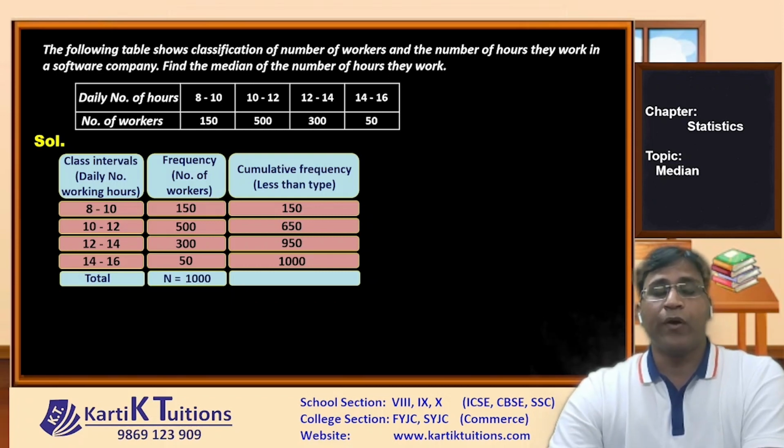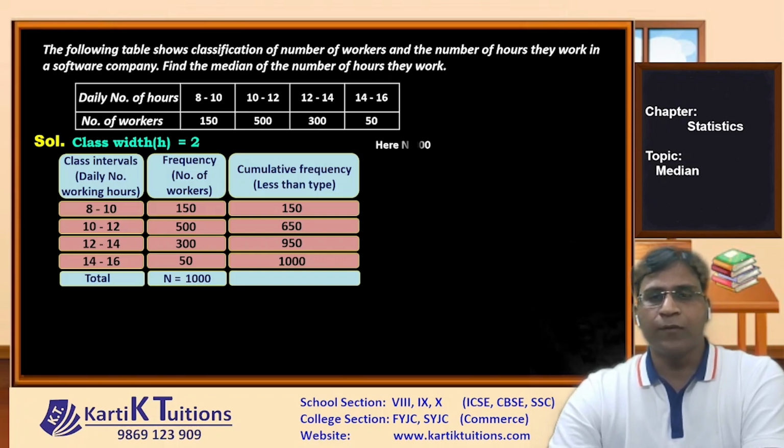Then we need to find the class width. We have seen in the earlier video how to find the class width: the difference between any two consecutive lower limits or upper limits. For example, here 10 minus 8 will give us 2. So our class width is 2. Now our N is how much? 1000. So what will be N upon 2? 1000 upon 2 will give us 500.